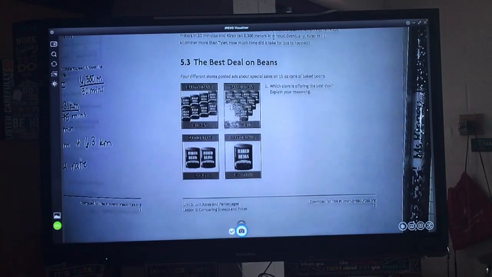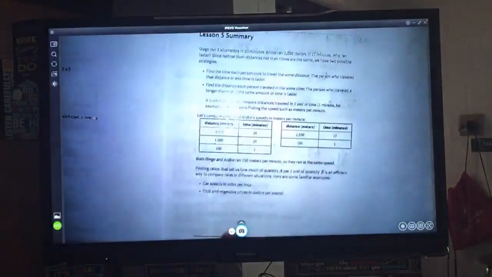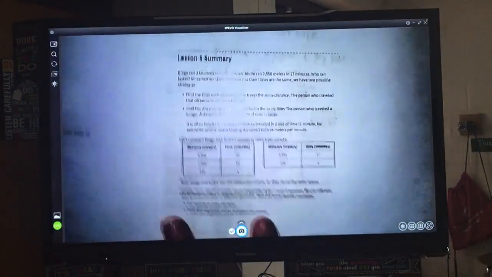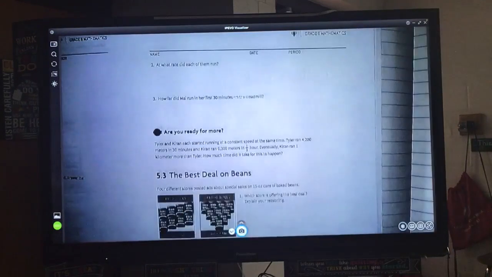Right. Which one has the lowest amount per, in this situation, per ounce? Or per pound, or per whatever unit, per can, just depending on what the question is asking. But you're looking for the lowest amount of money per whatever. Okay, and then flip it over. You have question number 2 on the back that you're also answering together. All right, go ahead, get started.